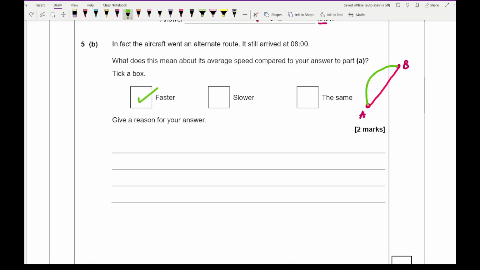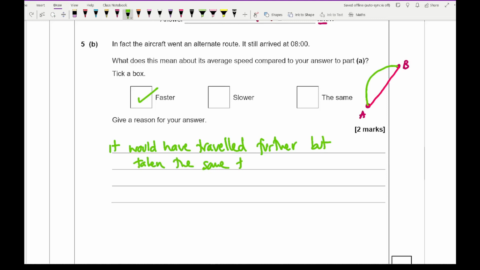So you want to write something along the lines of that it would have travelled further but taken the same time so must have been travelling at a faster speed. So something along those lines would be absolutely fine.